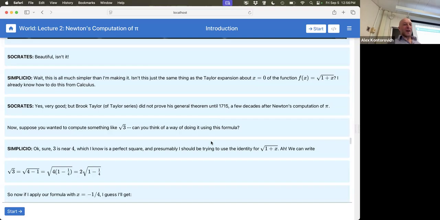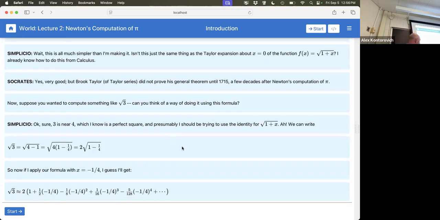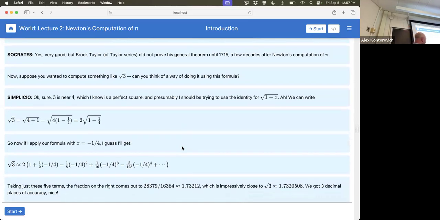Okay, so if I apply our formula with x equals negative a quarter, I guess what I'll get is that root 3 is, well, exactly equal, but I'm going to cut off the series, so that's why I say approximately equal, to 2 times the series, and the series is 1 plus a half x minus an eighth x squared plus a 16th x cubed minus 5 over 128 x to the 4th when x is negative a quarter. And if you work that out, just these 5 terms, the fraction comes out to this.